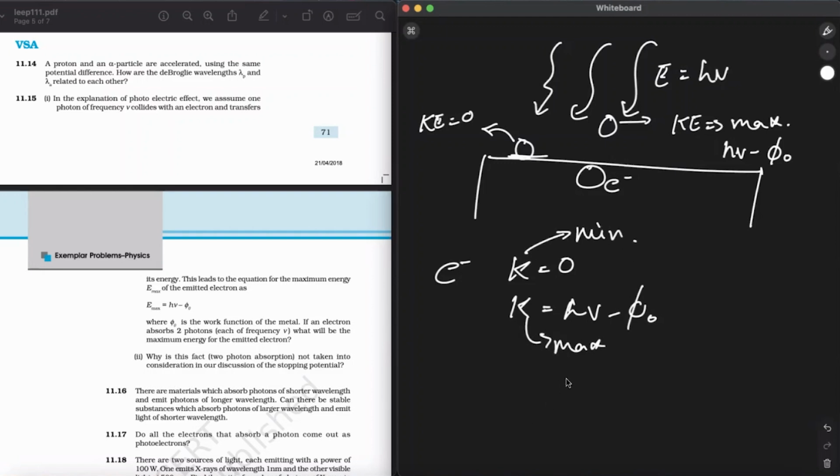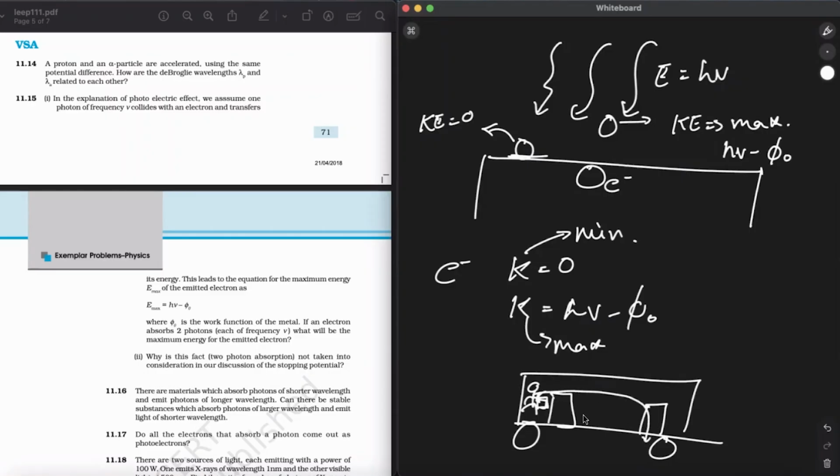Think of it like this. You are traveling in a bus, and there are many people inside the bus, and you are right here. I give you a box of chocolates and I ask you to get out of this door, and this whole bus is filled by students. But when you get out, you have to give at least one chocolate to the driver, at least one. That one is the work function.